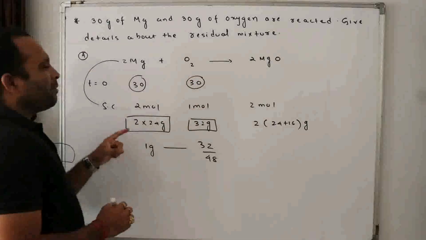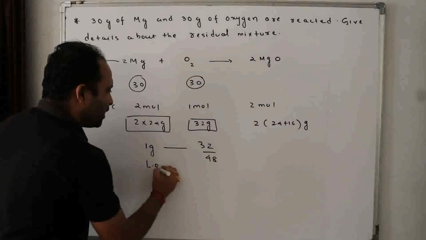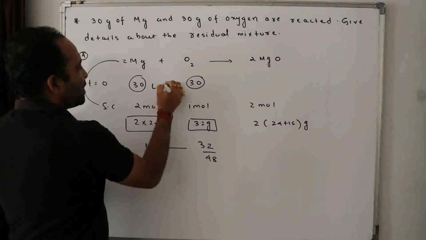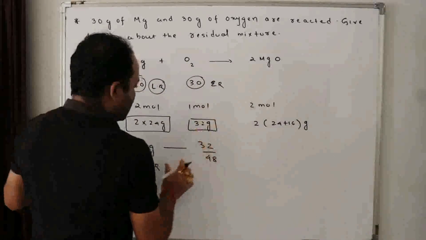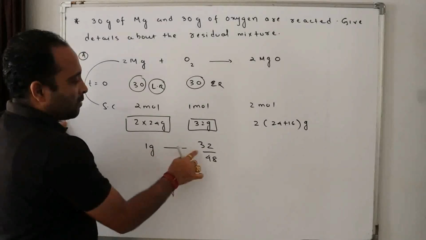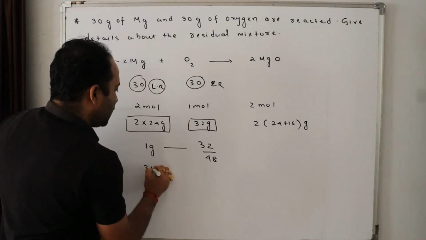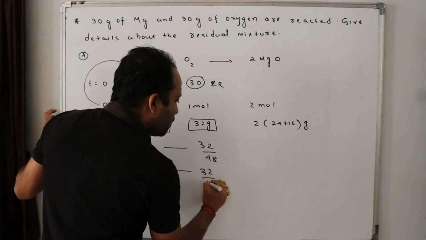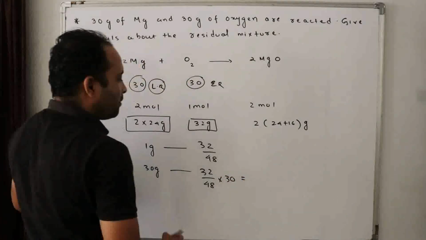That means who will be completed? Magnesium. That means magnesium is the limiting reagent, isn't it? It will be completely reacted and oxygen will be the excess reagent. Now from here, 1 gram requires 32 by 48 grams of oxygen. So 30 grams will require how much? 32 by 48 into 30. It comes to how much?